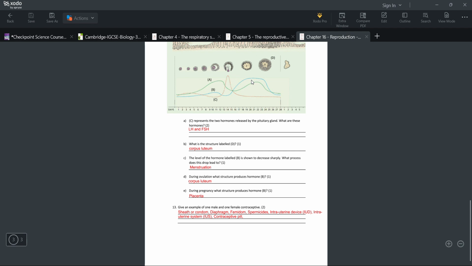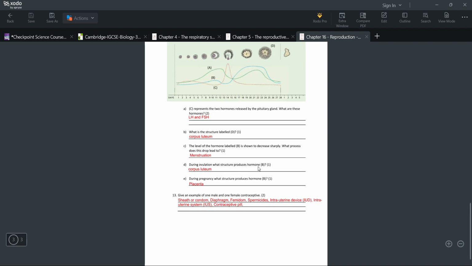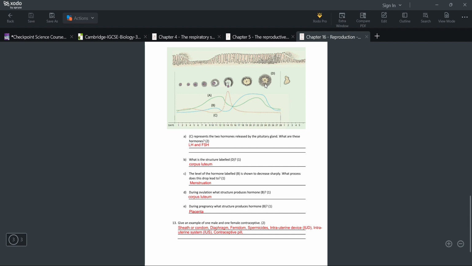Then the hormone level B. B is progesterone. When progesterone decreases sharply over here, that is when menstruation occurs. During the luteal phase, what structure produces hormone B? It is your corpus luteum. That is what is producing the progesterone, and when the lining is discarded out of the uterus and the vagina, this is when your menstruation is triggered.